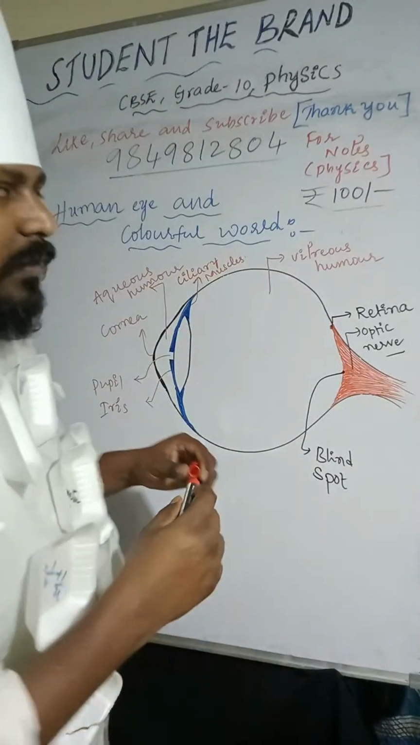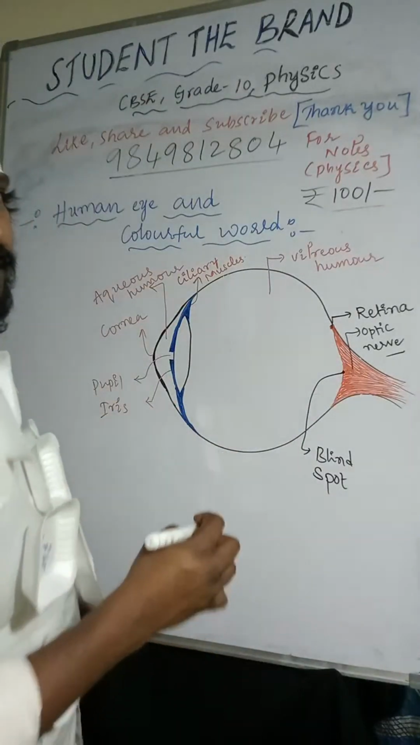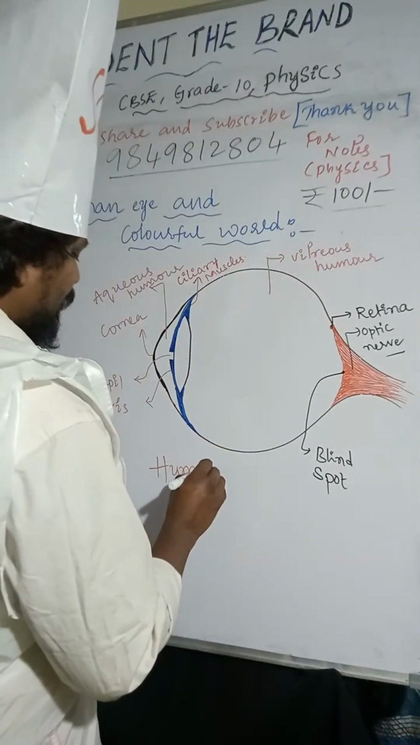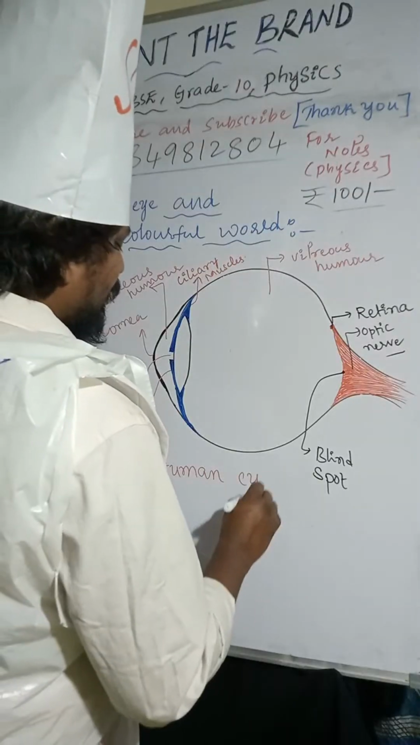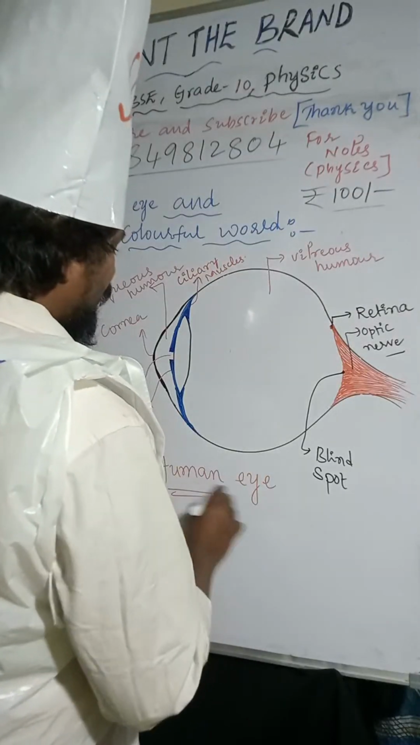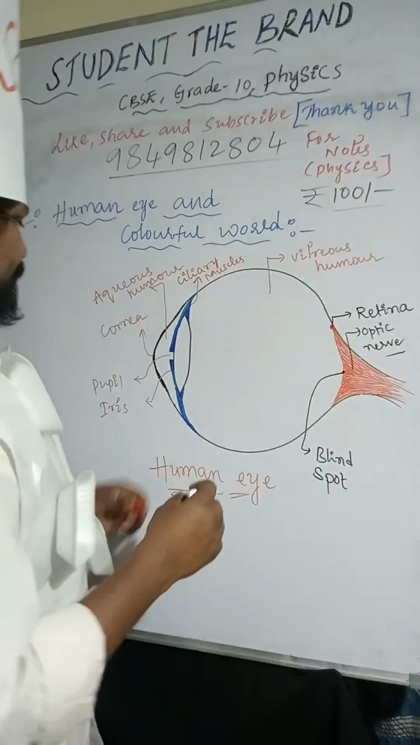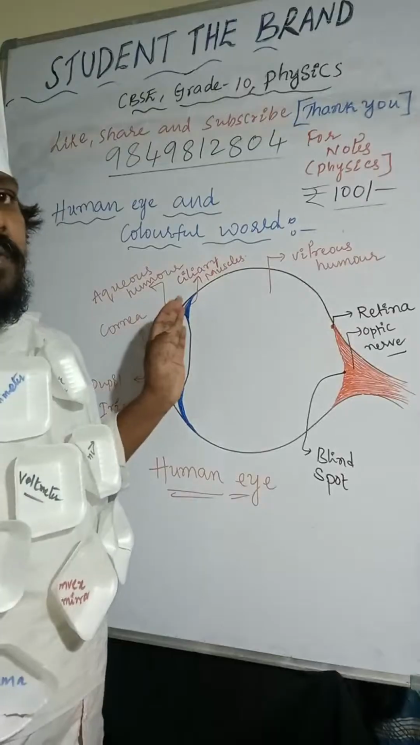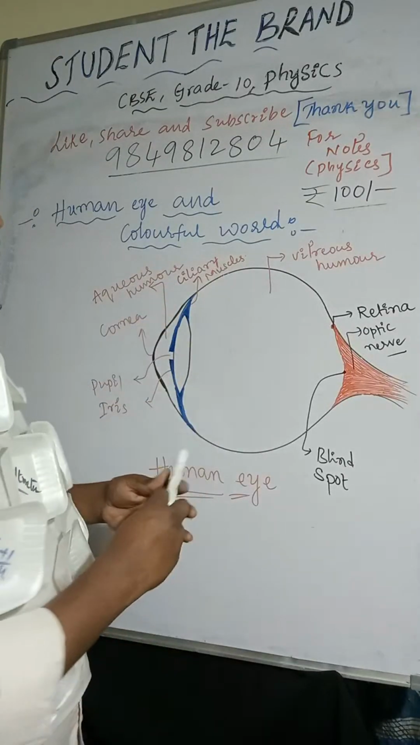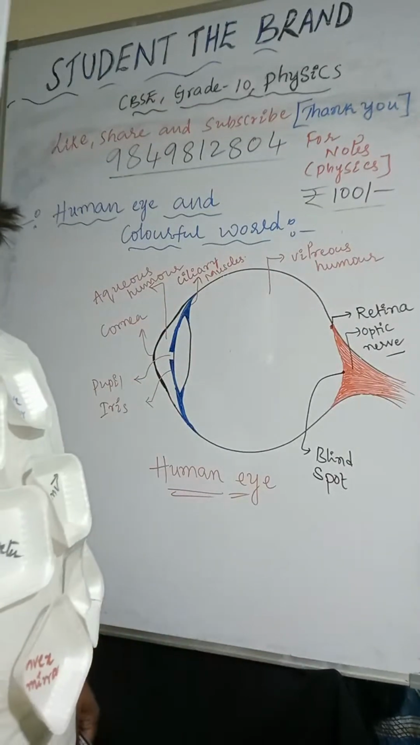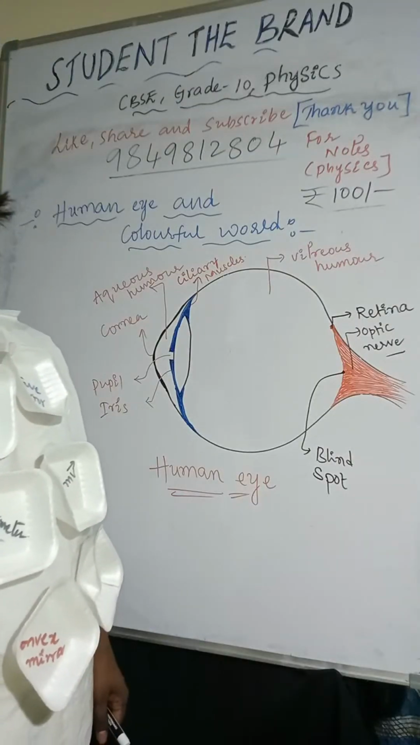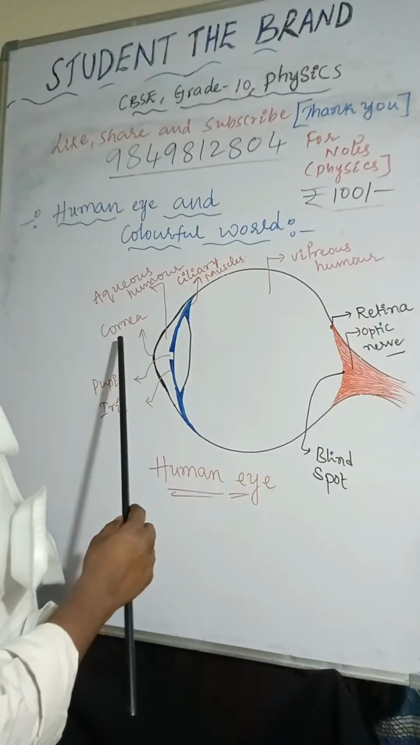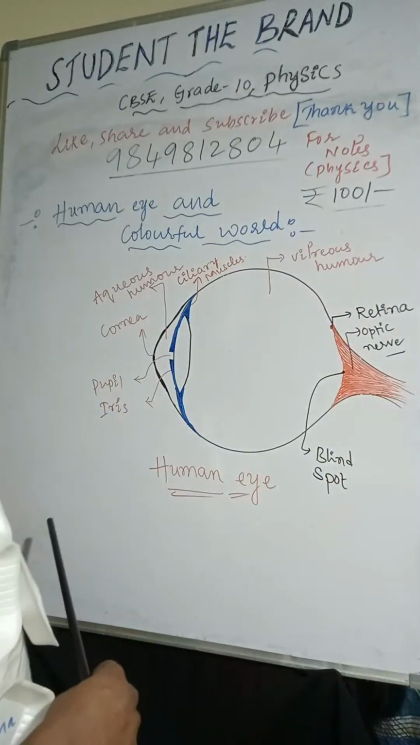Okay. So human eye parts and function. Now we are discussing the human eye. In the human eye, the cornea is the front layer, the protective layer of the eye. Most of the refraction takes place at this part. So the cornea is the frontal protective layer of the eye, and most of the refraction takes place at the cornea.